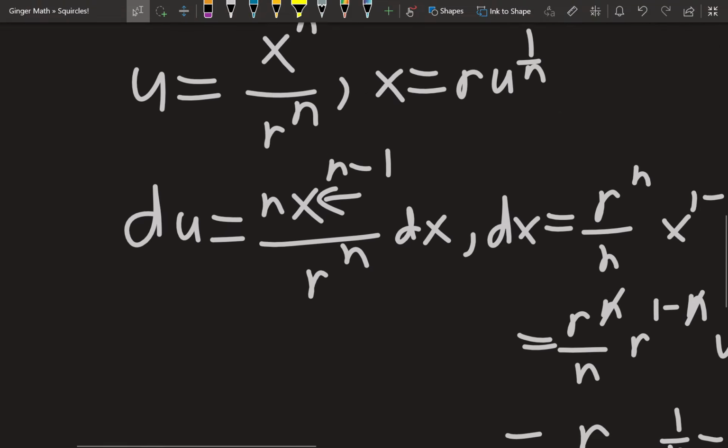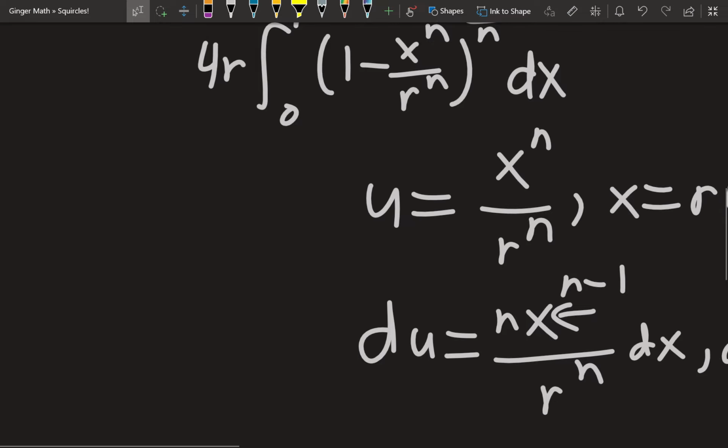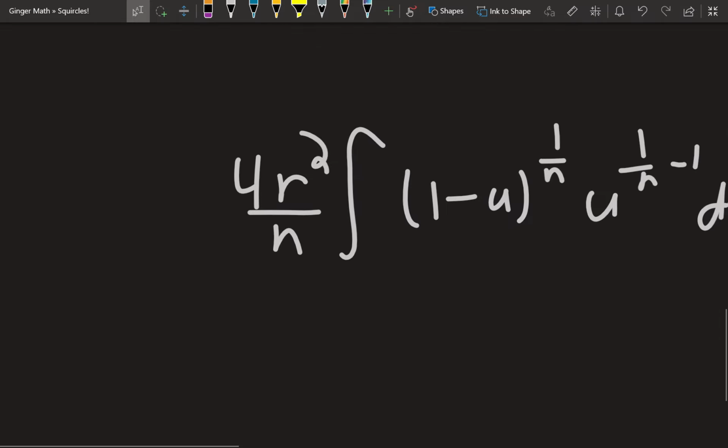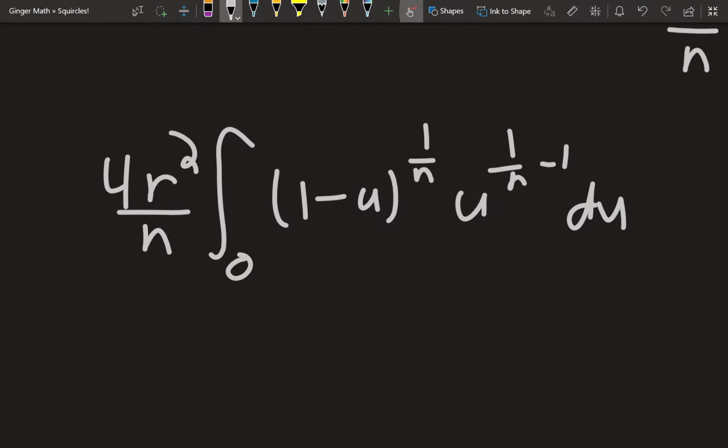So I'm going to scroll up here so we can get u on the screen. If we consider u of 0, just plug it in, 0 here. It should be quite evident. We just get 0 back. Nothing terrible. And if we plug in r, it's actually almost nicer. It's just 1, because you have an r to the n divided by r to the n. That's just going to be 1. So our bounds here are just going to be from 0 to 1.